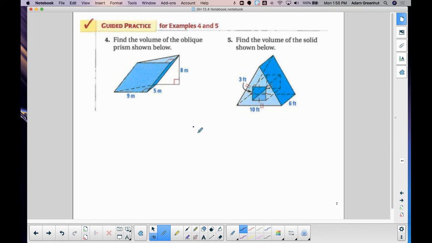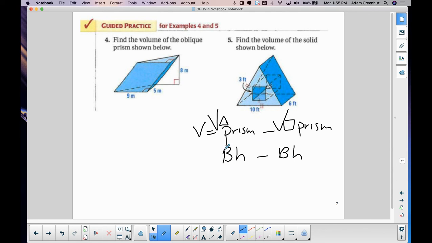All right. So all we need to do is take the triangular prism's volume, and subtract the volume of the square prism. I'm going to find the volume of the triangular prism and subtract the volume of the square prism. So for the triangular prism, I'm going to do area of the base times the height. And for the square prism, I'm going to do area of the base times the height. The triangular prism, though, I have to find the area of the triangular base because the base is the triangle.